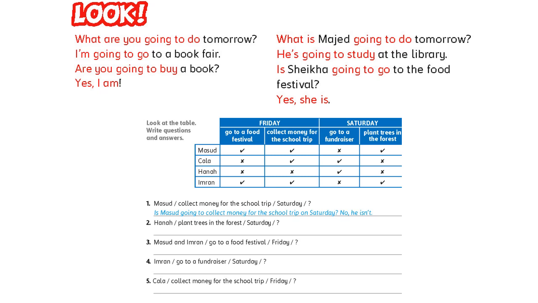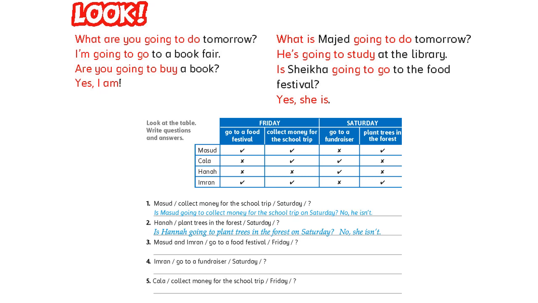Put the preposition on. So, is Hannah going to plant trees in the forest on Saturday? Let's look at Hannah. Hannah, plant trees on Saturday. It's X. So no, she isn't.